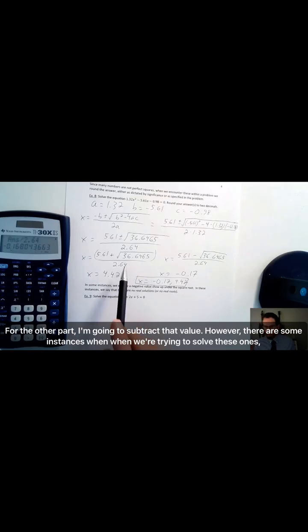However, there are some instances when we're trying to solve these where we'll actually end up seeing a negative value show up under the square root. We'll have more to say about negatives under the square root when we get to the very end of this course, but for the purposes of this section, when we're solving these quadratics and a negative shows up under the square root, we are going to observe that means there are no real solutions.